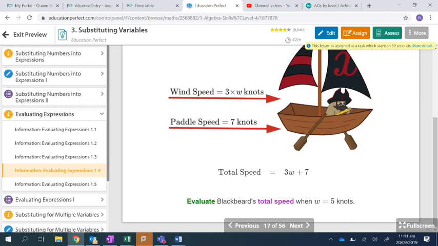So all we need to do, if we know the wind is 5 knots, right? Then you're simply going to replace it with 5 and then do the math. So 3 times 5, 15, plus our 7. So that gives us 15 plus 7, which is 22. And 22, what kind of units? Knots.